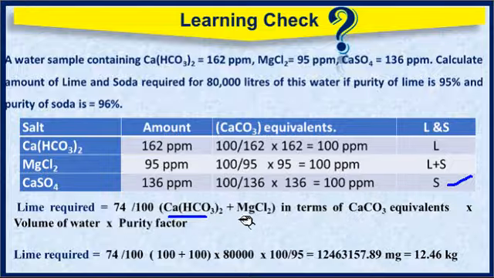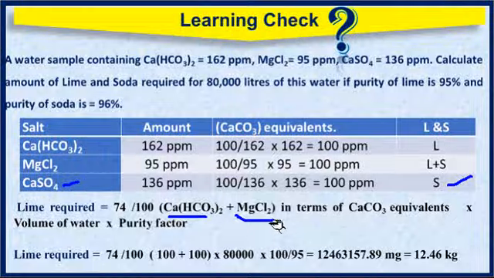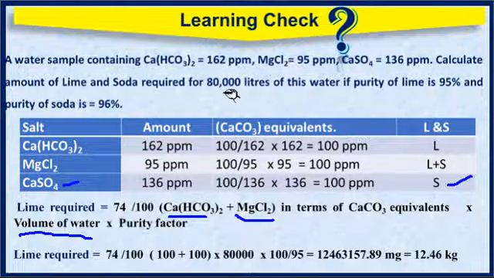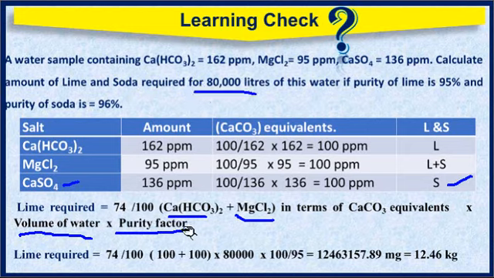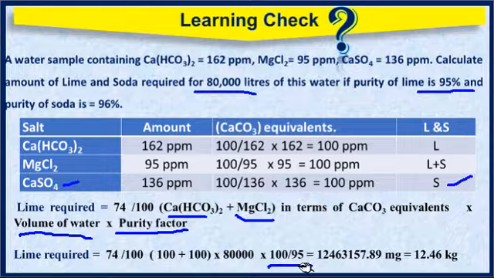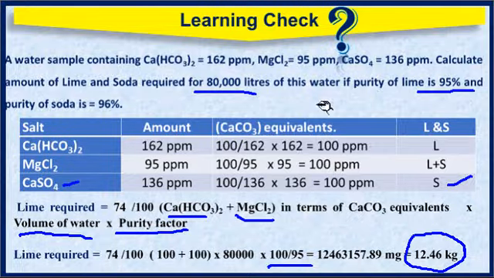So the total lime requirement is equal to 74 by 100 bracket calcium carbonate equivalent of calcium bicarbonate and calcium carbonate equivalent of magnesium chloride. See here, lime is written in only 2 columns, so we include only these salts. Calcium sulfate does not require lime, so we are not including calcium sulfate in this. Multiplied by total volume of water, which is given as 80,000 liters, and the purity factor. Purity of lime is given as 95, so the purity factor for lime in this numerical is 100 by 95. By putting all these values, finally we conclude that the amount of lime required for this water sample is 12.46 kg.